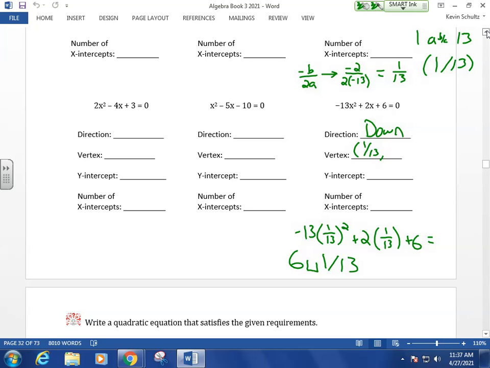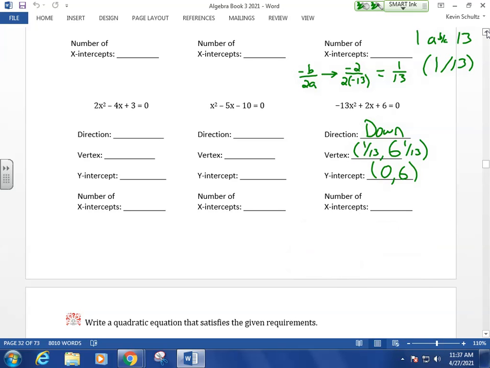As a decimal, I get 6.076923077, which if I convert that to a fraction would give me this. So if you get 6 and 1/13, or 6 followed by a nasty decimal, then you've done it correctly. Any issues? Okay. So 1/13 and 6 and 1/13 for our vertex. Our y-intercept, 0, 6. And the number of x-intercepts, what we're really here for. b squared minus 4ac is the discriminant.